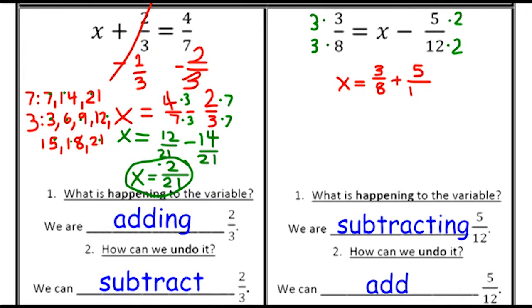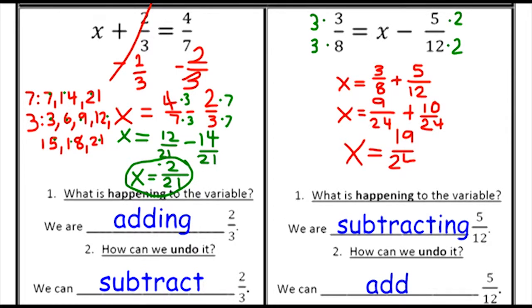I know how to get my common denominator already. 3 times 3 is 9. 3 times 8 is 24. 5 times 2 is 10. 12 times 2 is 24. 9 plus 10 is 19. 19 over 24 is my answer. It does not simplify. You can check by looking for the greatest common factor. In this case, greatest common factor is 1. So by definition, it's already simplified.